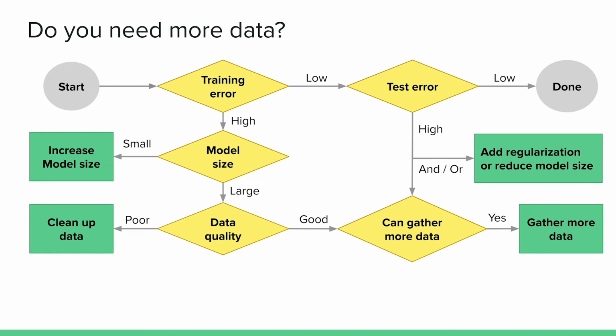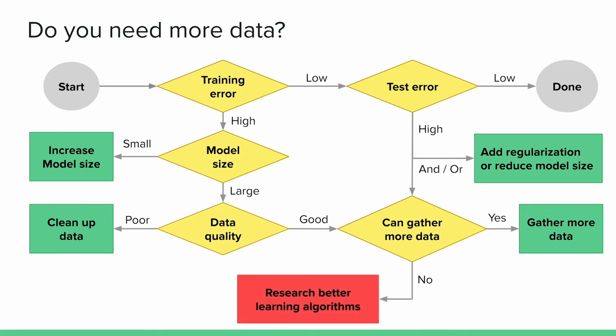So gathering more data is something that is always beneficial here, and only if you cannot get any more data, well, then you should try to research some better learning algorithms and maybe use a different approach for your problem. Because machine learning and deep learning is not the silver bullet, and there just could be some problems that we cannot solve with this approach that you might be working on right now.